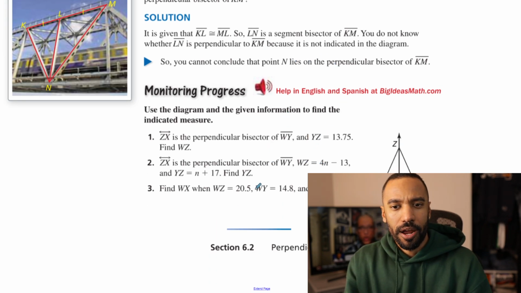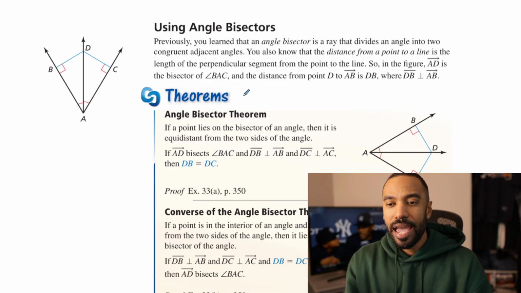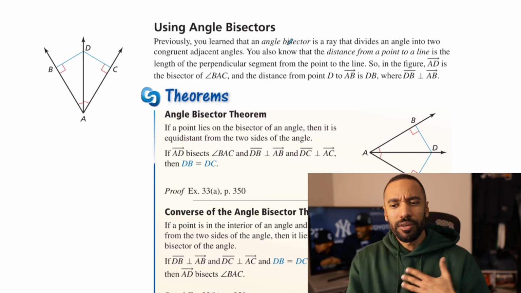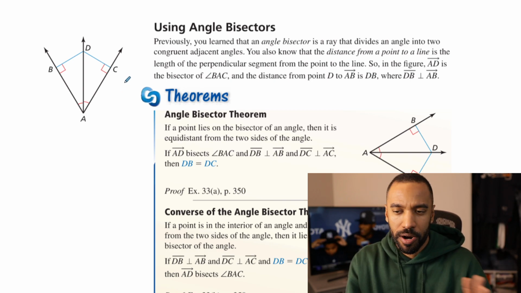Okay, some monitoring progress stuff for us to do for our own problem set, so I'll leave that be. Okay, angle bisectors, let's talk about those. Now, I don't know when we learned. I can't remember if we talked about these in section 6.1, so I really apologize. Maybe it was part of IM1 stuff.